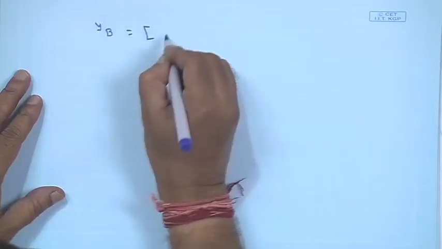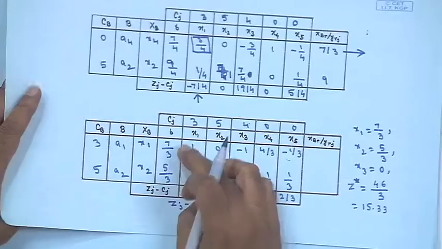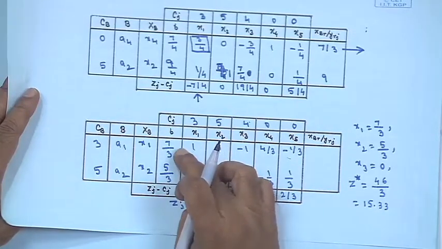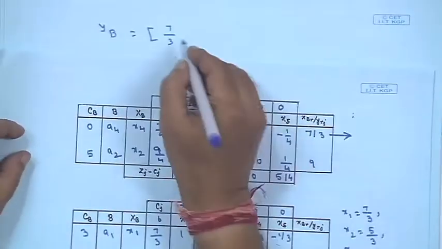So, for optimality, what happens? Your yb is 7 by 3, 5 by 3. This is again from the last original optimal solution. This is 7 by 3 and 5 by 3.